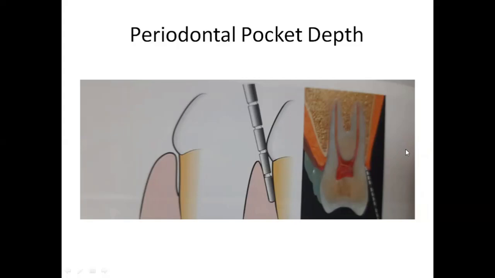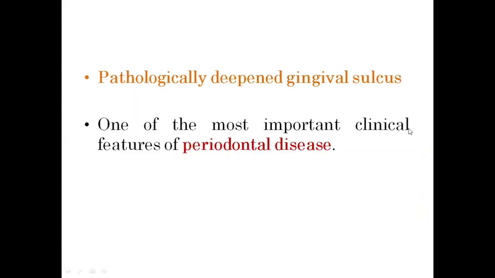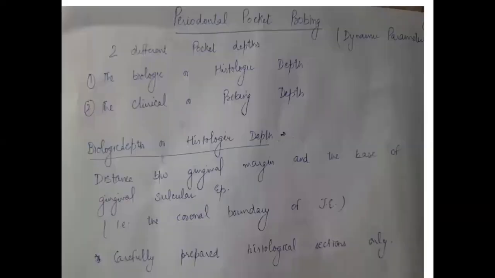Today, the topic we are going to cover is periodontal pocket depth. In this topic, we will be covering what is periodontal pocket and how it is measured. Periodontal pocket is pathologically deepened gingival sulcus. It is one of the most important clinical features of periodontal disease.